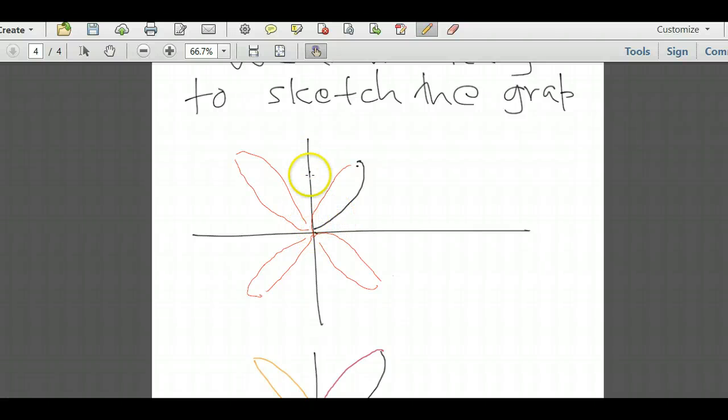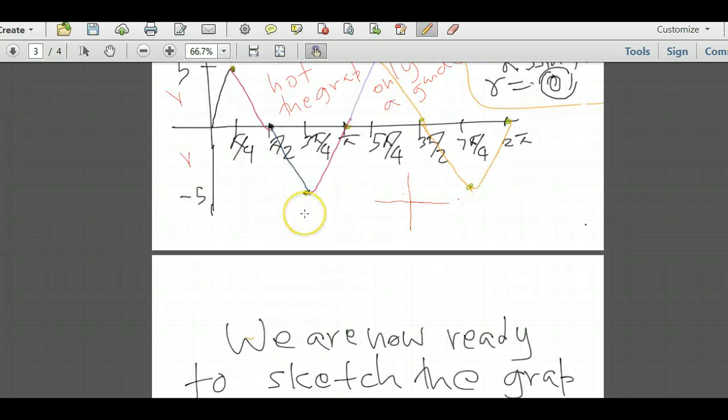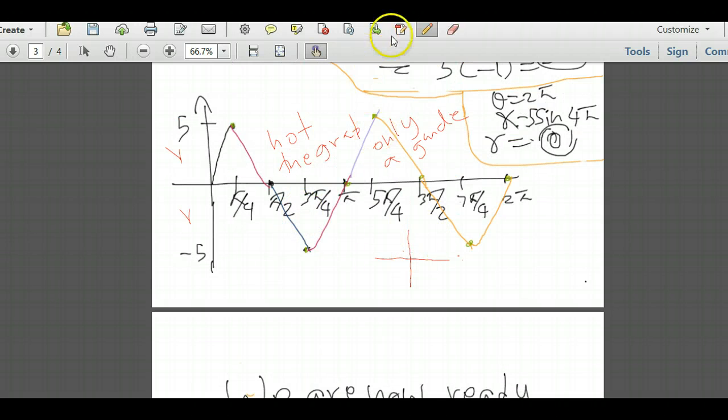So pi over 2 is here, 3 pi over 4 is here. So when r goes from here to here, it actually goes in the negative direction. It will be better if I can just illustrate it in this diagram. So we took this one, we went like that, remember? Okay, so we went like that and we come back here.